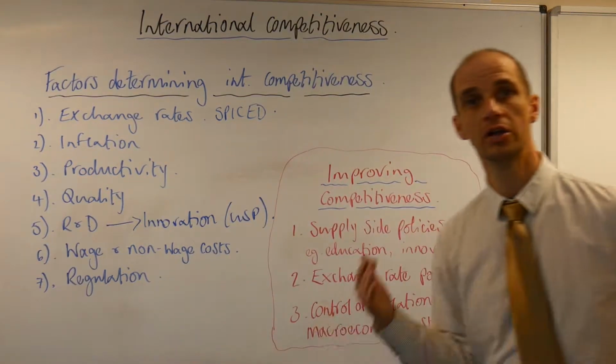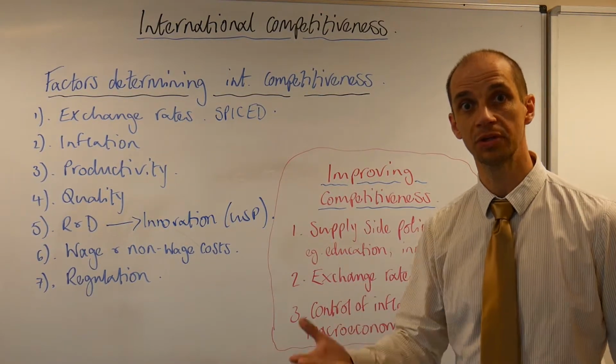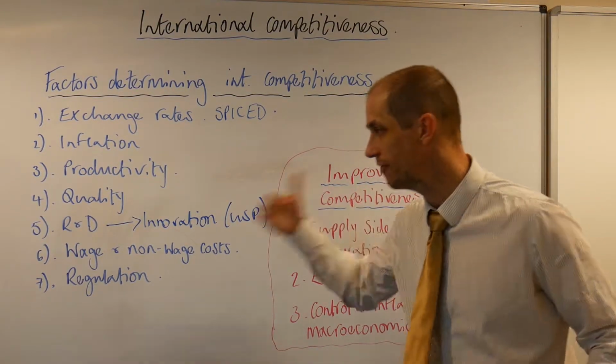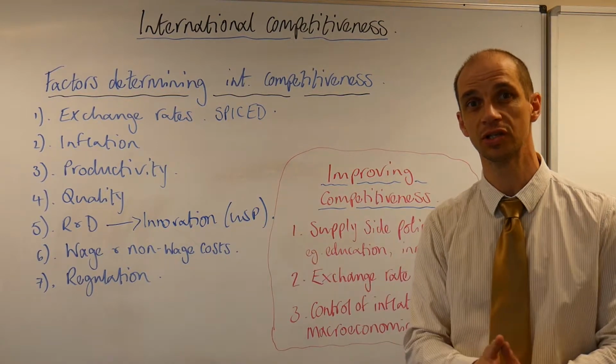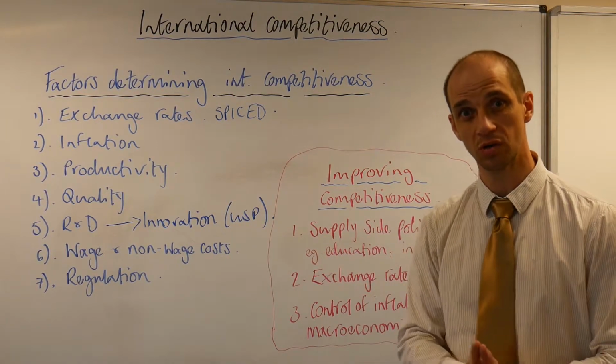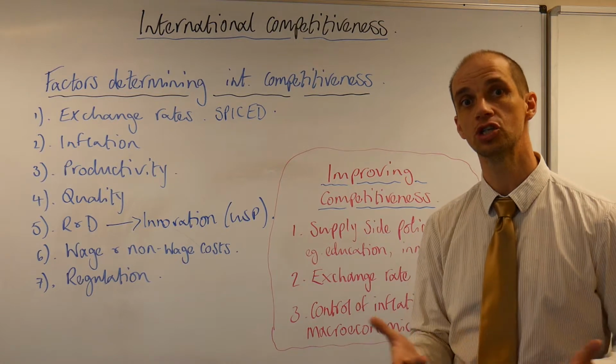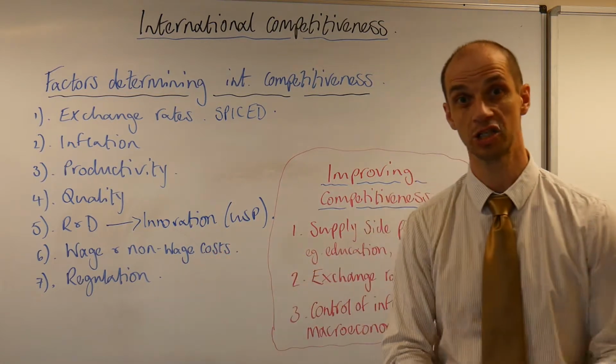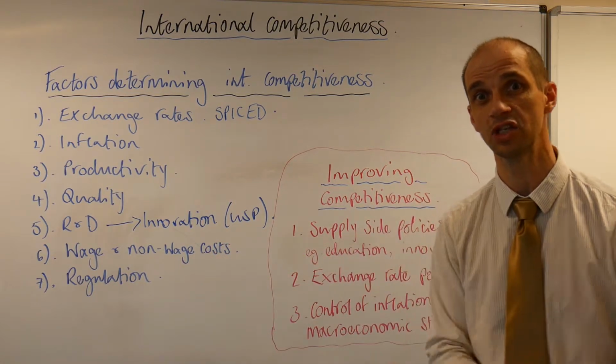And number seven, the degree to which a business is regulated. The more heavily regulated an industry is, the greater the additional costs are likely to be in making sure that a given company is actually complying with all regulations.